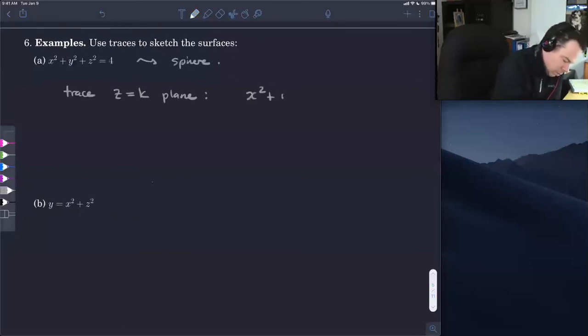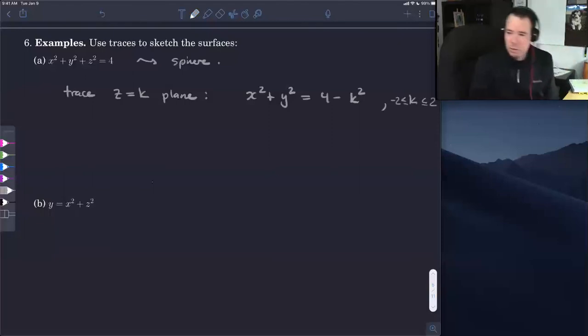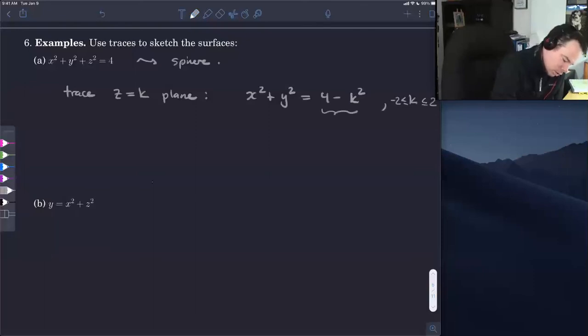Well, I get x squared plus y squared is equal to 4 minus k squared. And in order for this to make sense, I have to say, well, k can't be any smaller than -2 and any bigger than 2. Because as soon as k gets too big, 4 minus k squared becomes negative, and x squared plus y squared is positive. So you'll never get solutions there. So k is trapped between these two values. This is a circle, and the radius is the square root of 4 minus k squared.